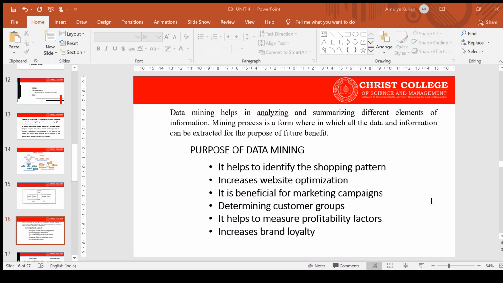Data mining processes differentiate key factors between profit and loss elements of the business. And the last one increases brand loyalty. The marketing campaigns use these mining techniques to understand the behavior and habits of their own customers, and it allows their customers to choose their brand of clothes which make them comfortable and things like that. So it increases your brand loyalty. So these are the purposes of data mining. Now coming to the advantages and disadvantages of data mining.